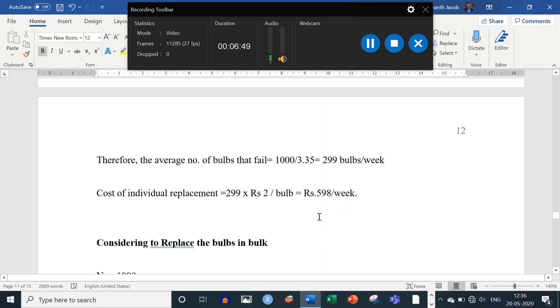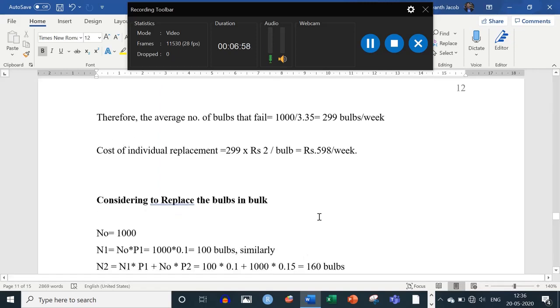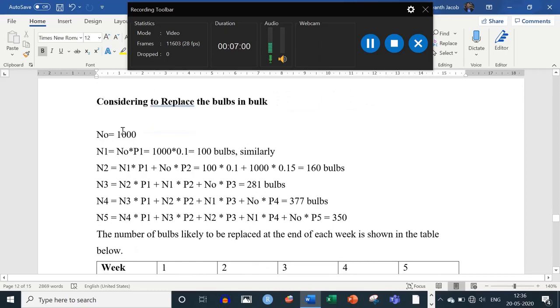Now let me consider this possibility of replacing the bulbs in groups or in bulk, all 1000 bulbs at the same time. How much does it cost me that way? Now have a look at this. N naught is the number of bulbs I replace at the beginning of the first week. N naught means the number of bulbs at the beginning of the first week.